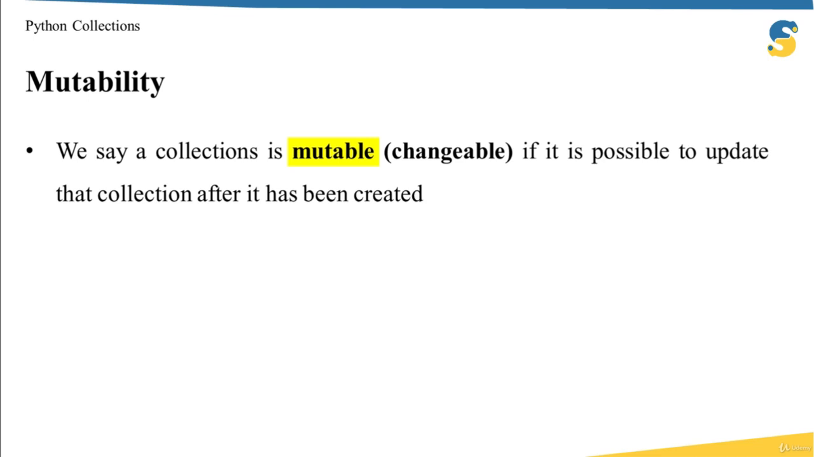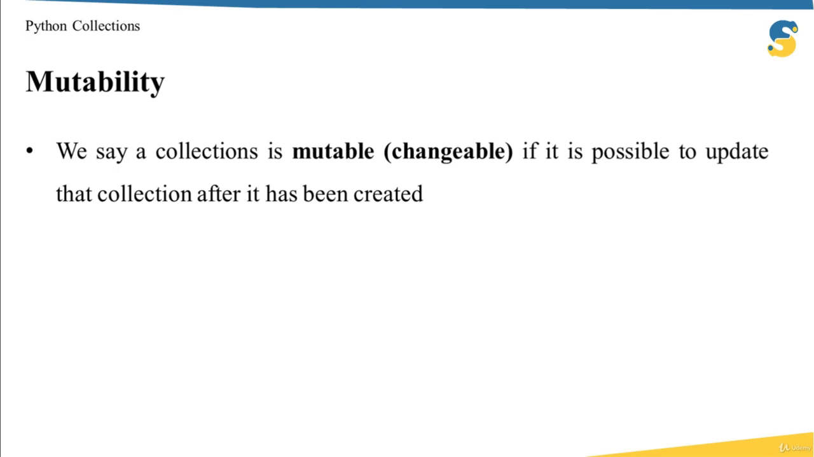Secondly, let's talk about mutability. We say a collection is mutable, in other words changeable, if it's possible to update this collection after it has been created. So if you want to know if it's immutable, ask yourself, am I able to change the content of this collection after I create it? If the answer is yes, then it's mutable.